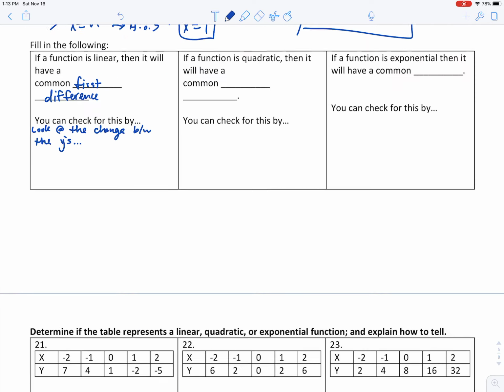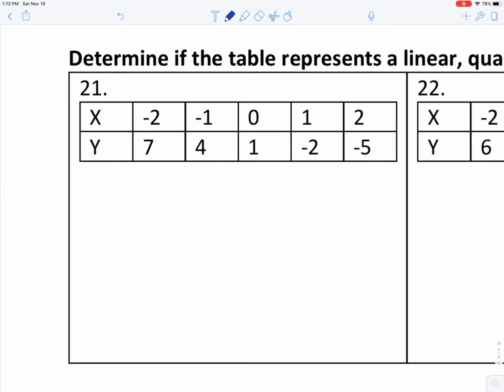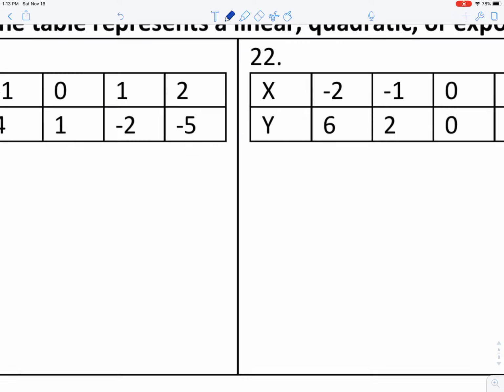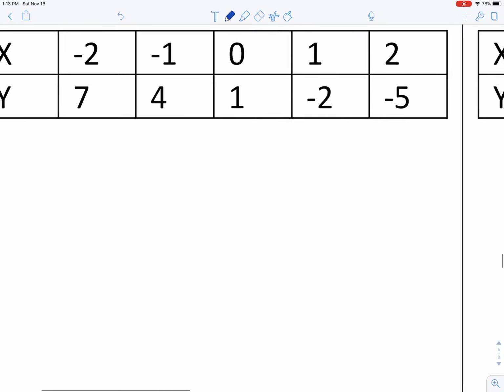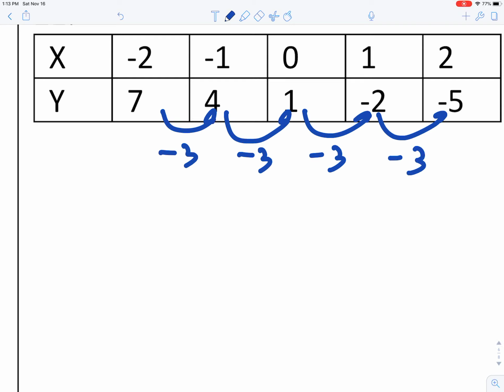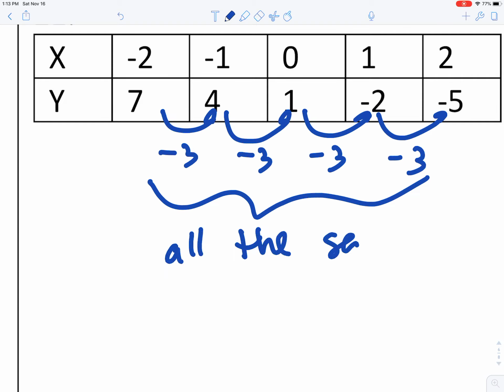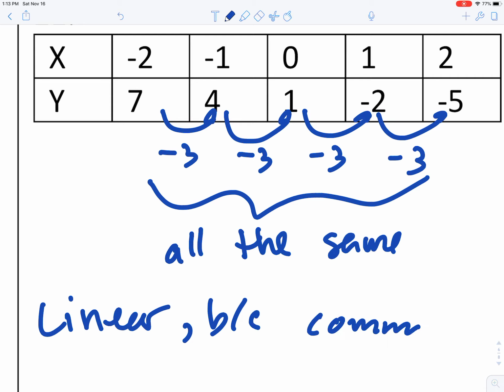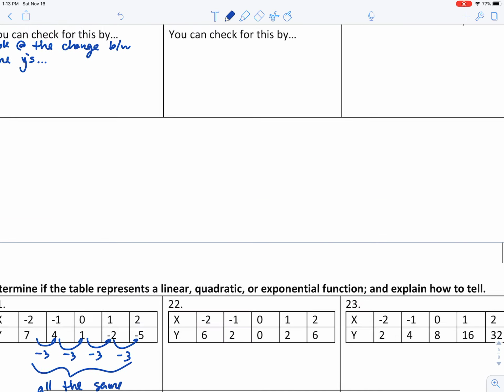All right, and to kind of show you what I mean here, if I look at this one down below, from 7, and my y's are this bottom row, by the way, from 7 to 4, it's minus 3. And then from 4 to 1, it's minus 3. From 1 to negative 2, it's minus 3. And from negative 2 to negative 5, it's minus 3. These are all the same. Okay, so they are linear. Okay, and it's because they have a common first difference. Okay, and we did that one in class.